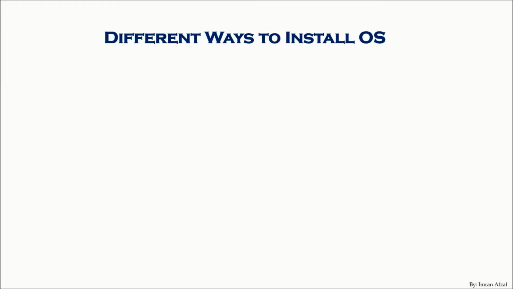What are the different ways to install an operating system? Well, there are many different ways, but the most common ways I'm going to cover, there are three most common ways. And the first one is through the CD or DVD.